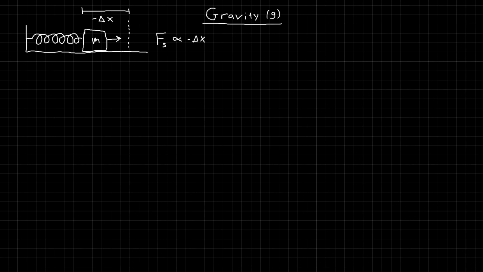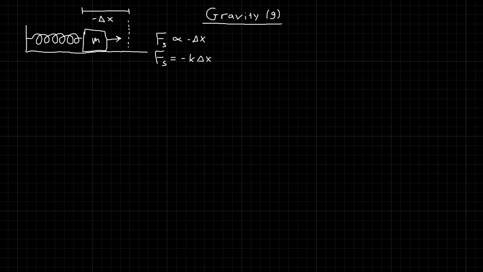So that means if it's negative delta x, the force would be positive, which means it's proportional to the inverse of delta x. But this is not the same for all springs because different springs made out of different material and different coil lengths and stuff like that can affect the amount of force that it gives over a certain distance. And to account for that, we use a constant called the spring constant. So the force of the spring is equal to negative k, which is the spring constant, times delta x. So this is a very basic physics equation that explains the force from any spring.